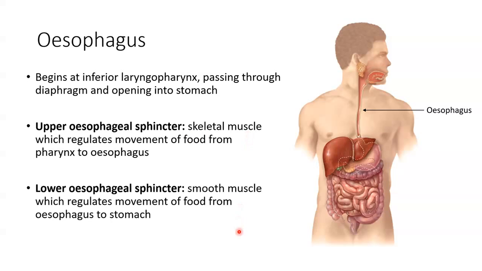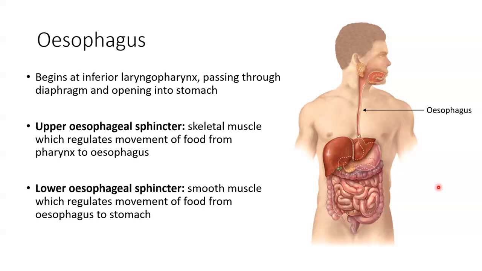At the lower end of the esophagus, which is opening up into the stomach, is our lower esophageal sphincter, also called the cardiac sphincter, and this is made up of smooth muscle and regulates the movement of food from the esophagus into the stomach. Now, because it is made up of smooth muscle, we cannot consciously or voluntarily control this sphincter. So we can't control when we have that movement of food going from the esophagus into the stomach.